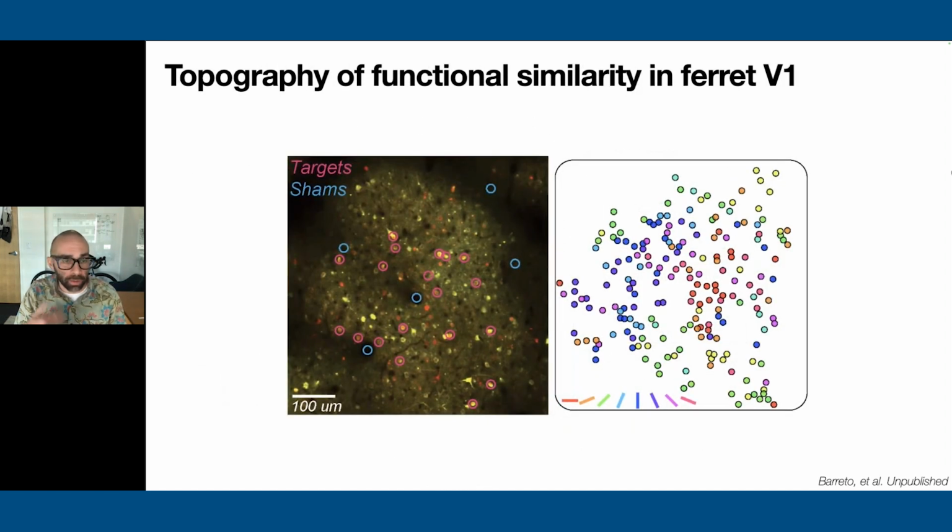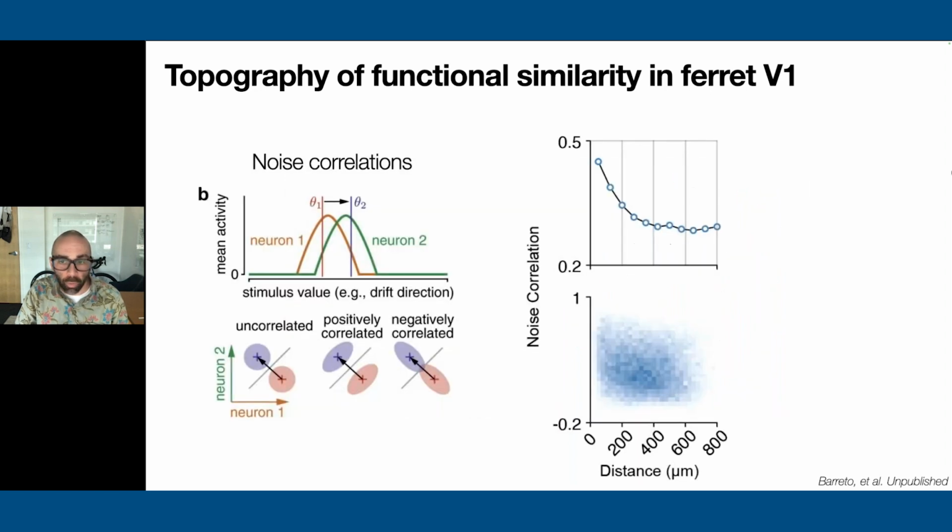Like I said, there's this topography of functional similarity in V1. These cells share the same feature preference with their neighbors. One very good way to measure this is by looking at noise correlations. That's looking at the noise fluctuations on a trial by trial basis and correlating them between two neurons. Those with high noise correlations tend to be cells that are more likely to be connected.